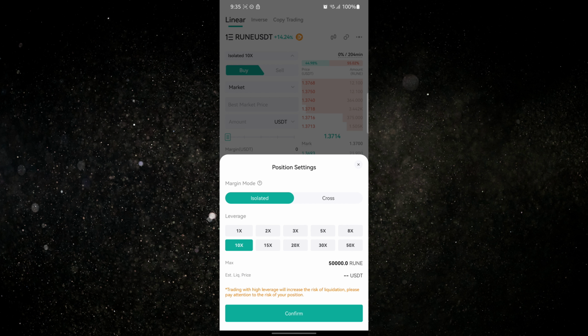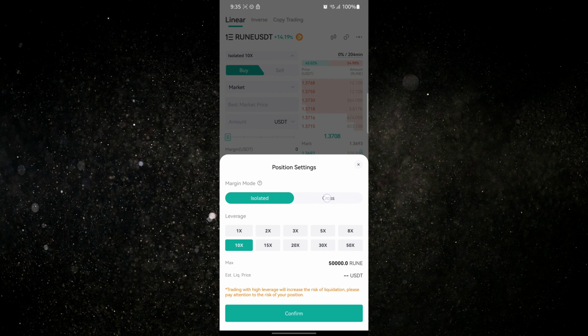Now we have two types of margin mode. We have isolated margin and cross margin. Isolated margin means when you take a trade with $50 for a particular trade, and currently, remember, I have 100 USDT in my account, and I enter a trade with 50 USDT, I'm going to lose only the 50 USDT I used in entering that particular trade.